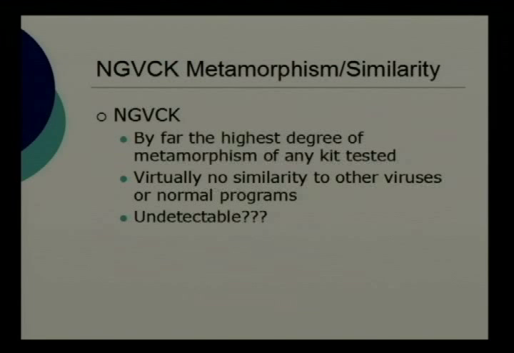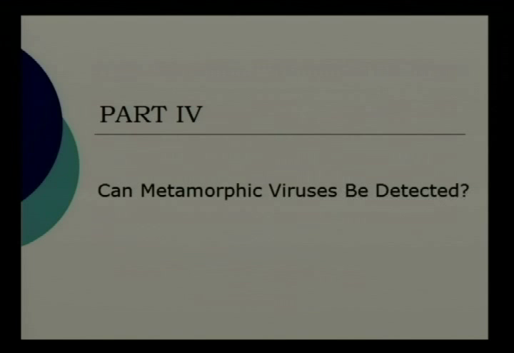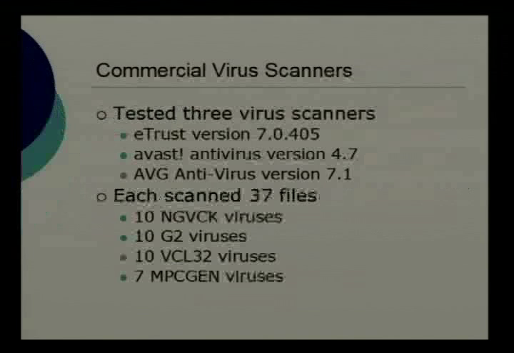So what does this tell us? We see that NVIC by far has the highest degree of metamorphism of the kits that we tested, and it has no similarity to other viruses or normal programs. So would that make it undetectable? That's our next question. Can we detect them?